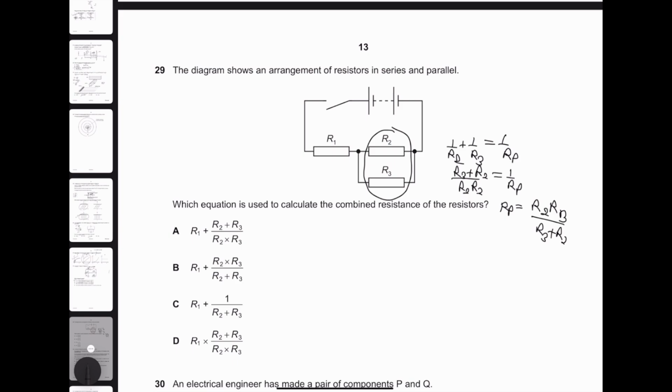Those who already know the formula, you get the idea. I'm solving it from the start. So this is your R parallel. Now this becomes in series with R1. So you add it here, R1. So R1 plus R2 R3 by R2 plus R3. Your correct answer should be B.